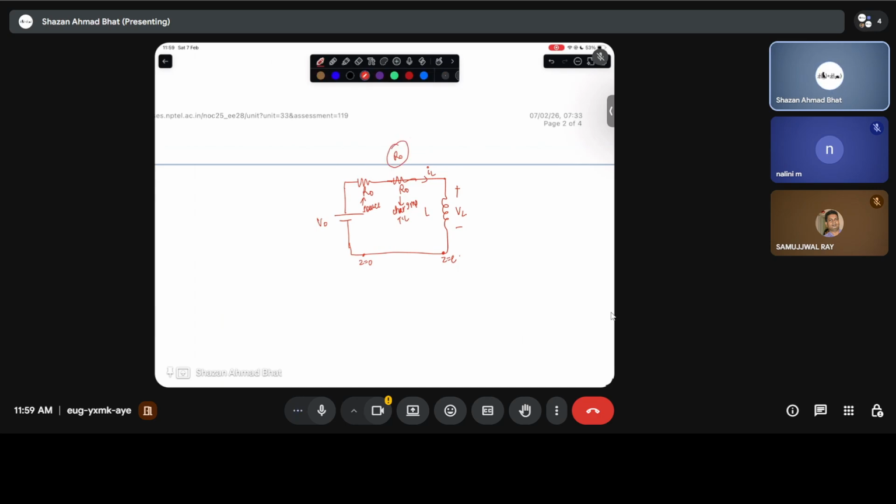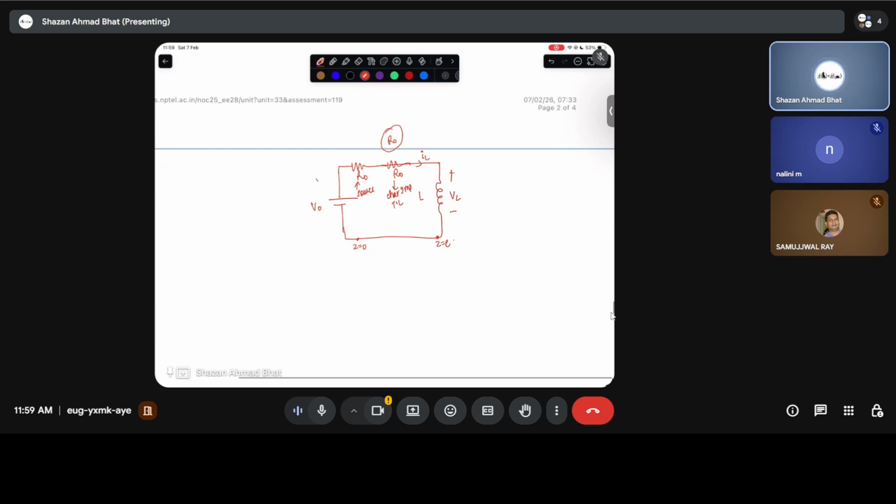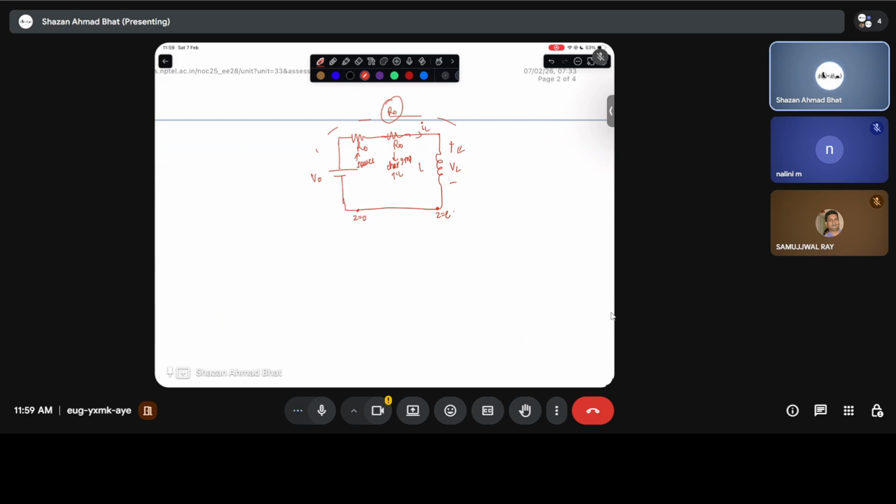So accordingly, when the voltage comes to this particular end, it will get reflected from the inductance and reach back. What we are supposed to measure is this particular voltage as a function of time.